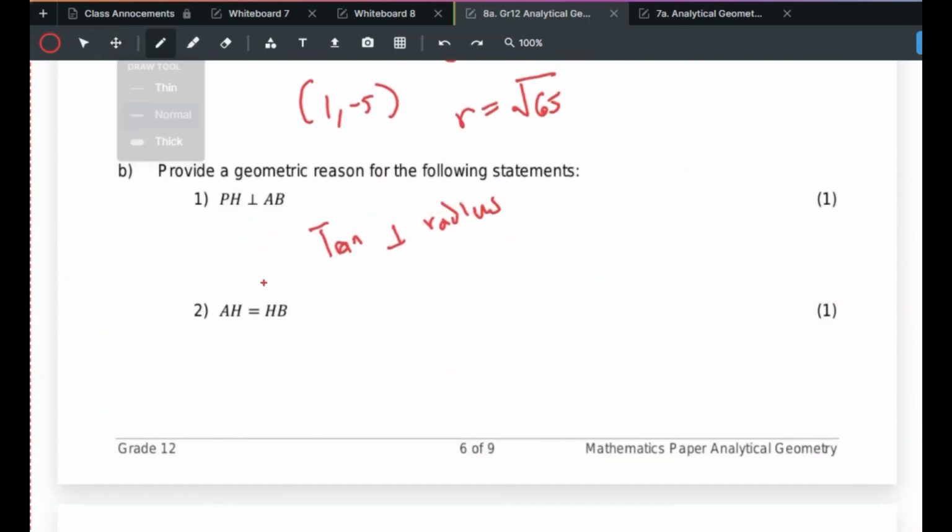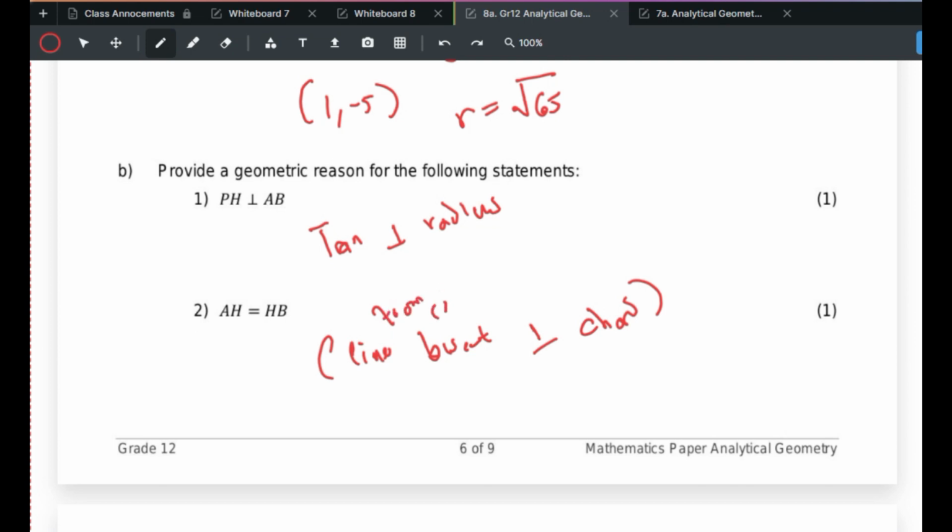Yeah. So line bisects perpendicular chord. Or we can put: line from center bisects perpendicular chord. Okay, that's the reason why they are equal.